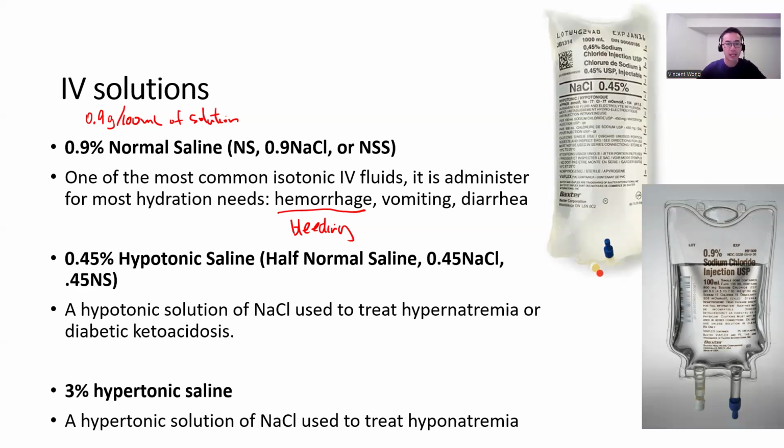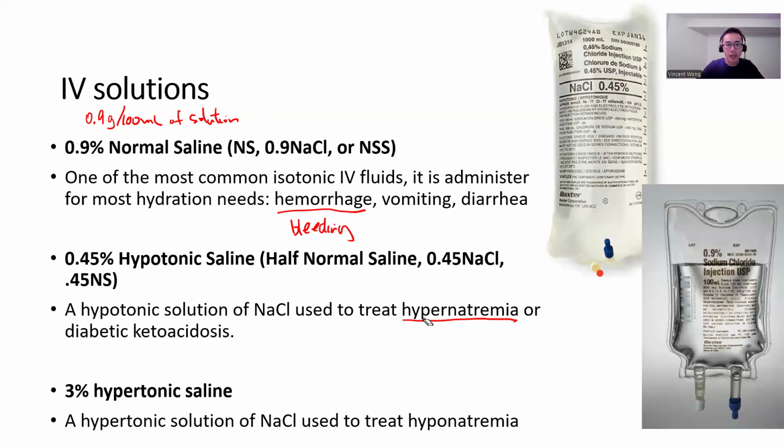normal saline. And then we have half normal saline. Half of 0.9 is 0.45%, and this is hypotonic saline. It's lower than what the normal is. So this is used for treating things like hypernatremia. You don't have to memorize these names. For the quiz, you don't have to memorize it. I'm just showing you some relevance of what we're learning.